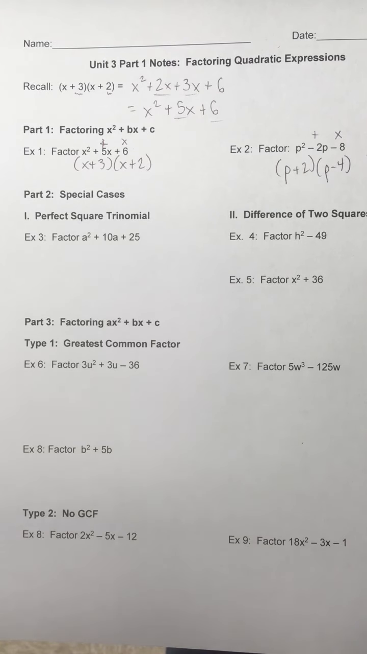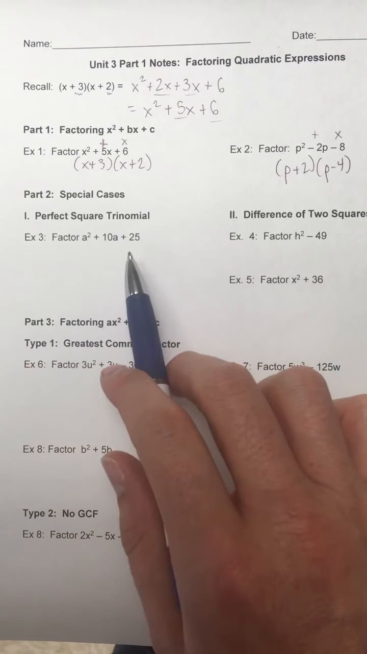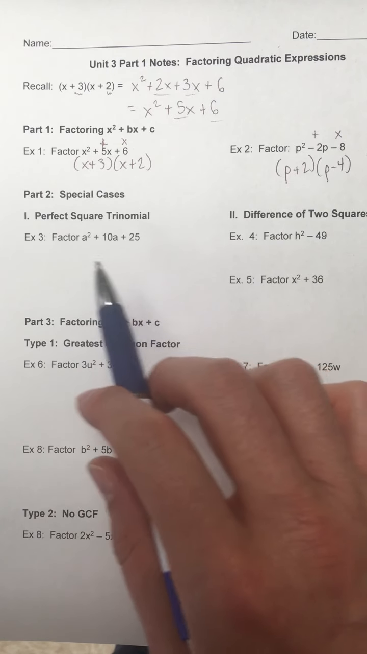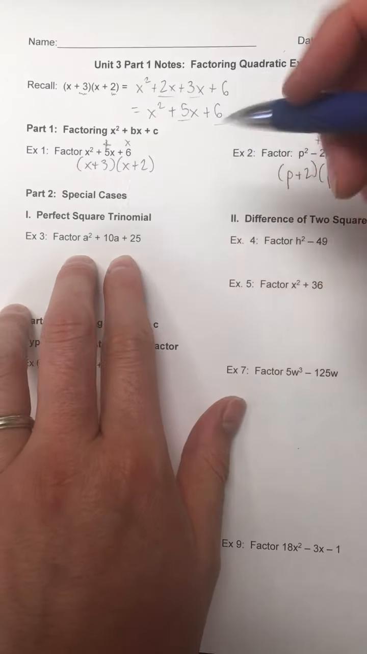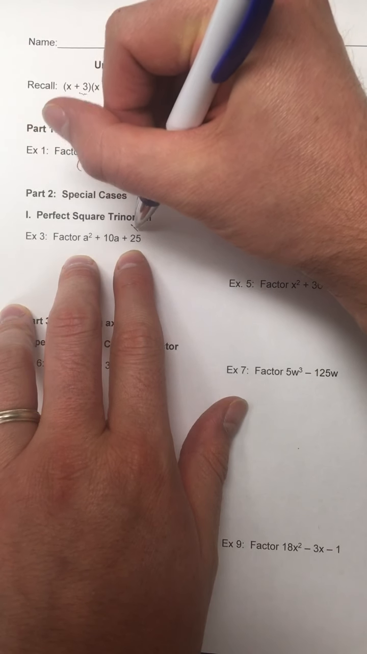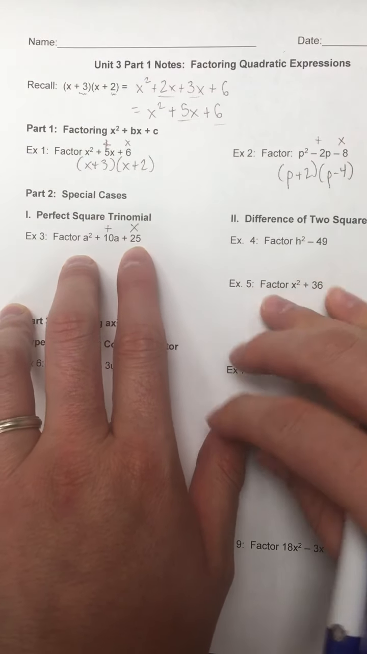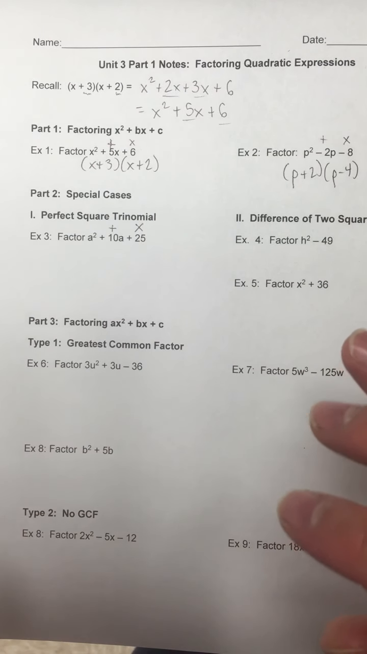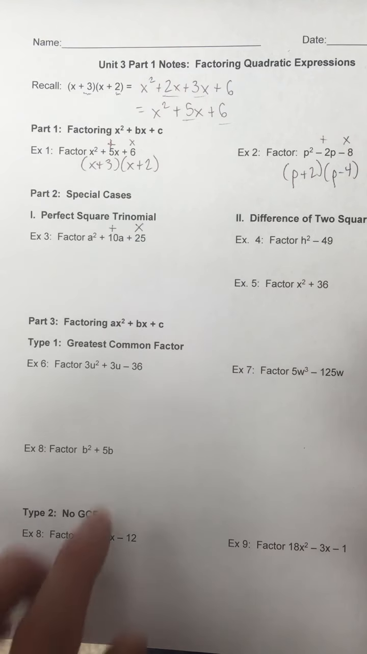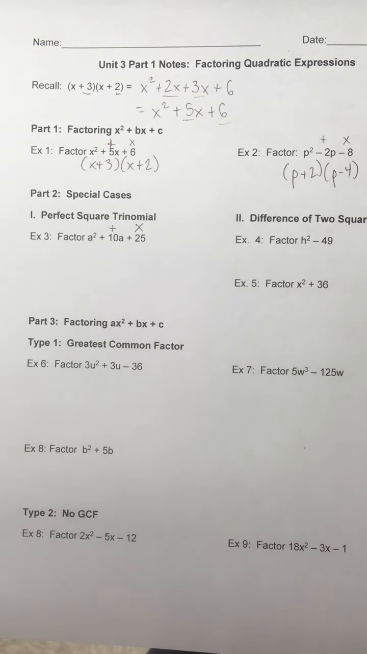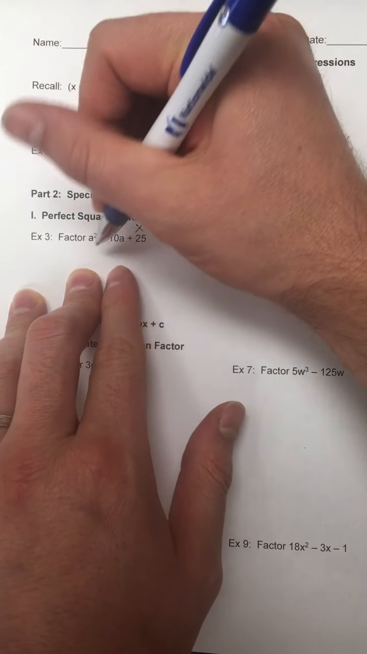Next, let's look at some special cases of this. So this first one, example 3 right here, this is what we call a perfect square trinomial. You'll see what's special about this in just a moment. But just like the other problems, if I'm factoring this, I want to find numbers that multiply to give me positive 25 and add to give me positive 10. Can you think of any numbers? 5 and what? 5 and 5. It'd be a plus 5, a plus 5.